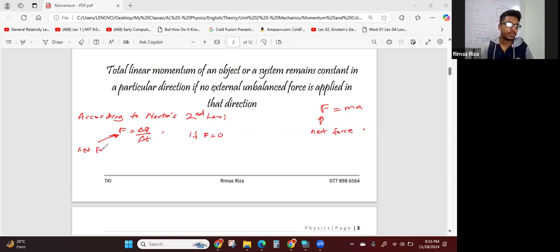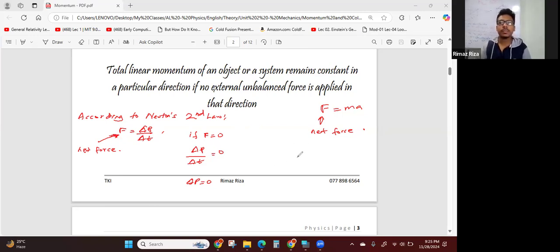Net force. If the net force is 0, then according to this equation, delta P over delta T equals 0. So if delta P over delta T equals 0, then straight away we can write delta P equals 0. So the change in momentum is 0.